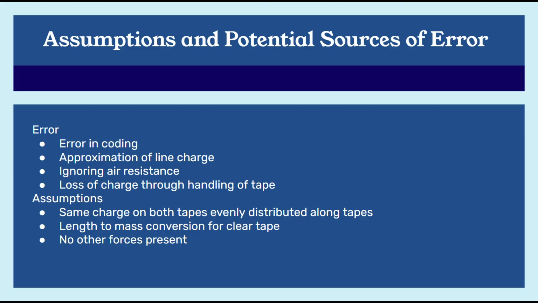Potential sources of error in this lab include coding errors, approximation of a line charge in coding, ignoring air resistance, and a loss of charge from handling the tape. For this lab, we assumed that the charges on each tape were equal. We also used the assumed length to mass conversion and said that there were no external forces.